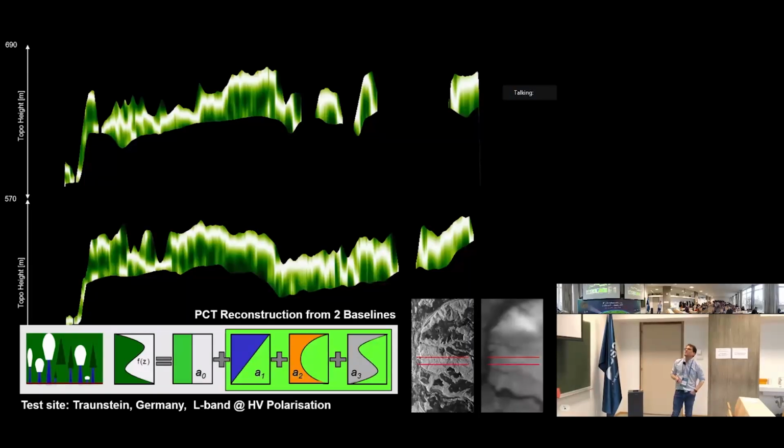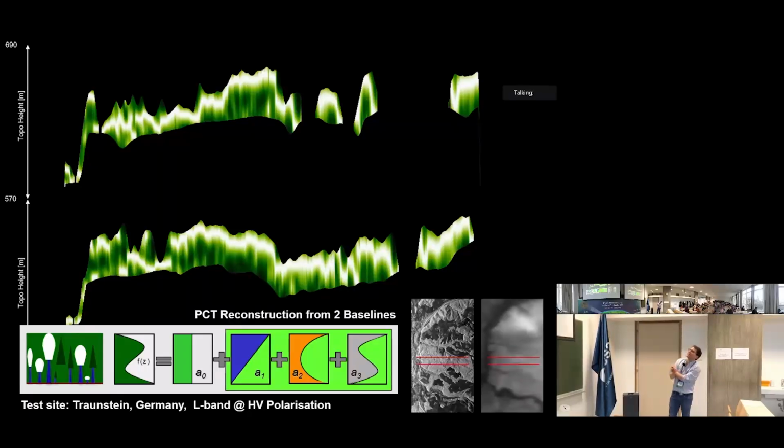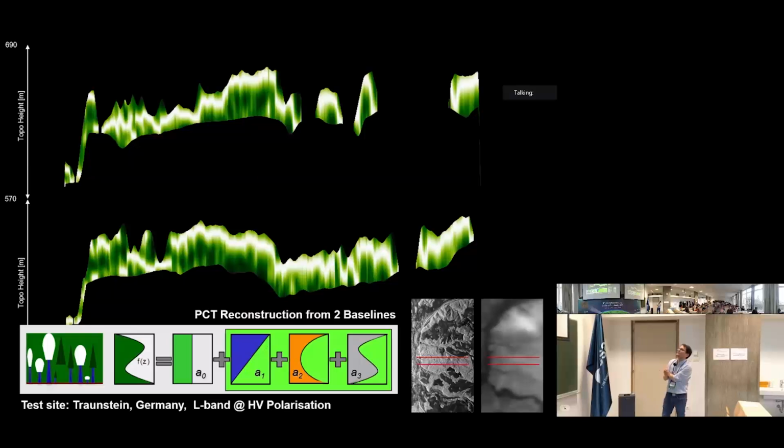Then this was also applied to real data, dual baseline acquisition, same Traunstein forest, and here with a dual baseline, so this means 4 functions in total. These were the profiles that we were obtaining in HH and in HV. So this is not only theoretical, but they are all the same polarization, it's HV, but 2 different lines. So you see, this is a concept that works also in practice.